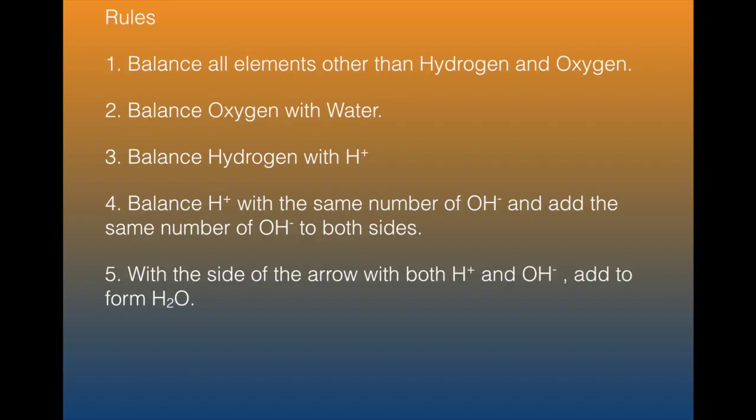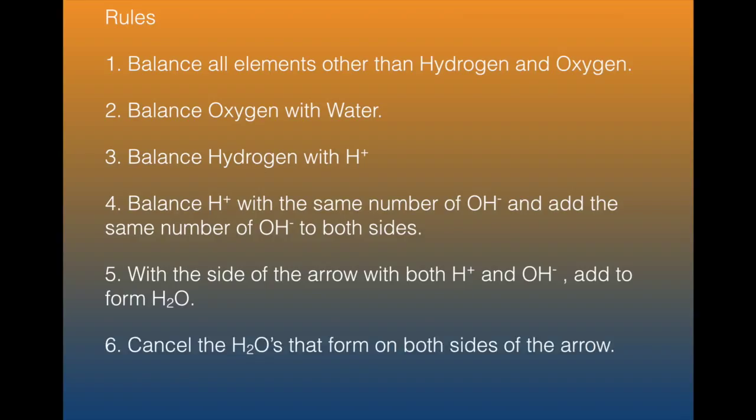Number 5, with the side of the arrow with both H plus and OH minus, add them together to form H2O. 6. Cancel the H2Os that form on both sides of the arrow. 7. Balance the charges with electrons.